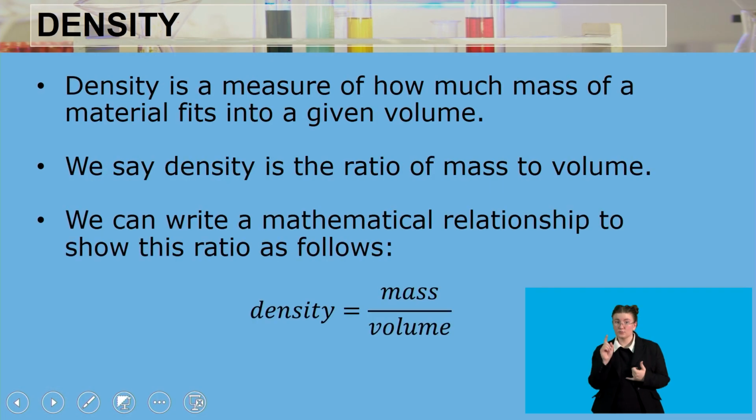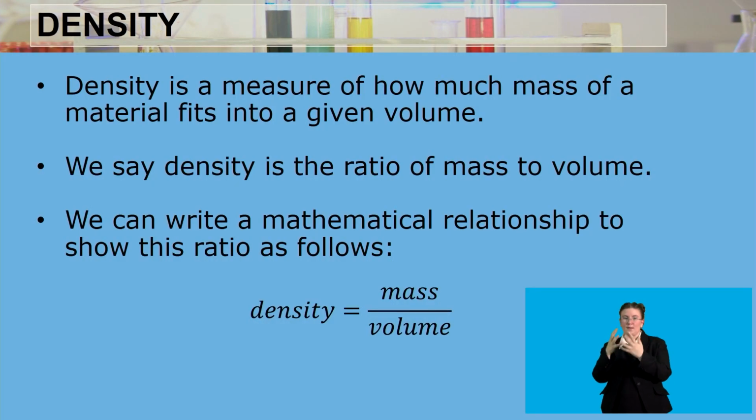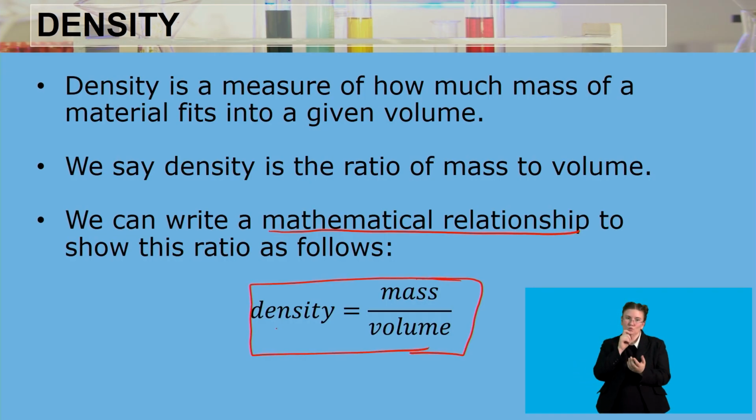Now, we said you're going to be able to use the formula density is equal to mass over volume. Then what is density? Density is a measure of how much mass of a material fits into a given volume. Density is the ratio of mass to volume, and we can write the mathematical relationship to show this ratio as follows: density is equal to mass over volume. So to calculate density, we use this mathematical relationship to calculate either the density, the mass, or the volume, depending on what we are given.